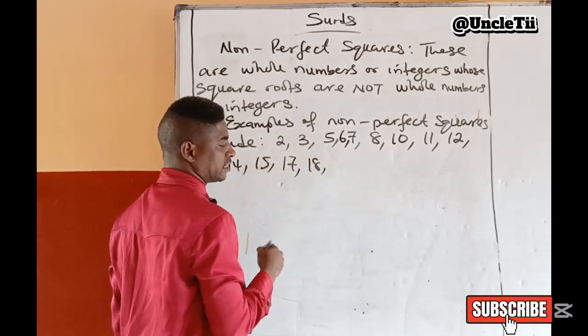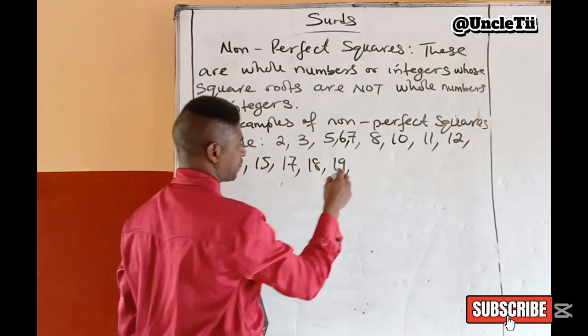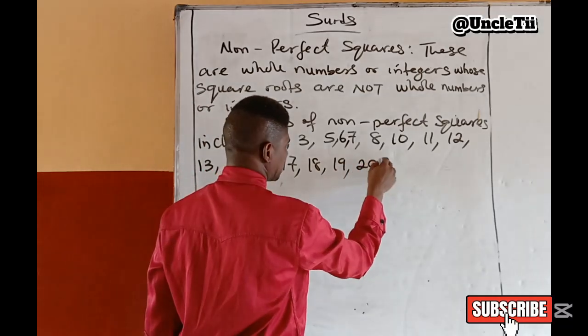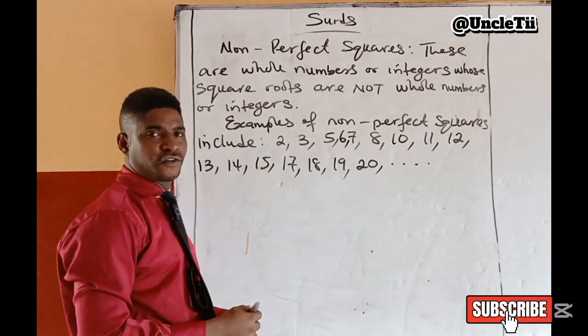square. 18 is a non-perfect square. 19 is a non-perfect square. 20 is a non-perfect square, and so on and so forth.